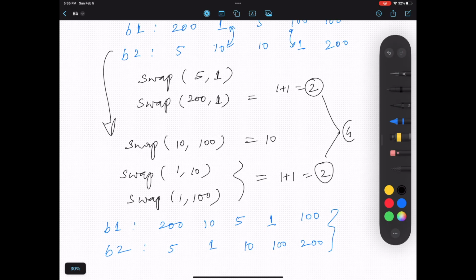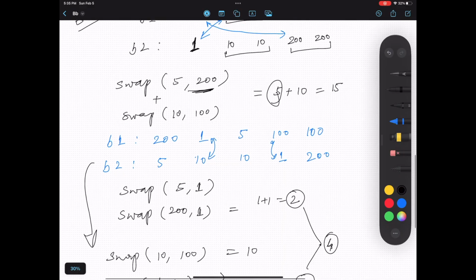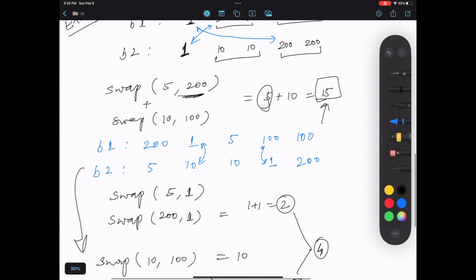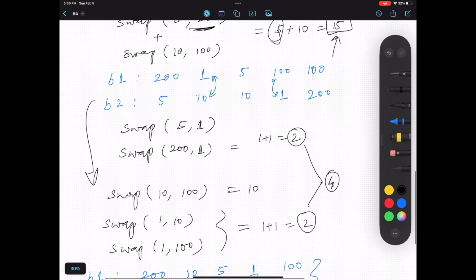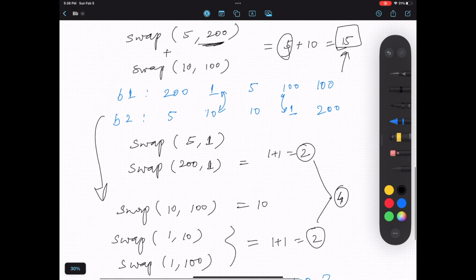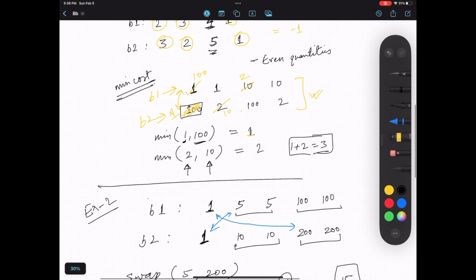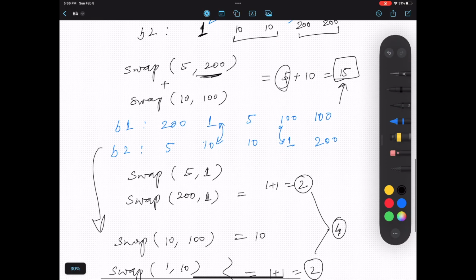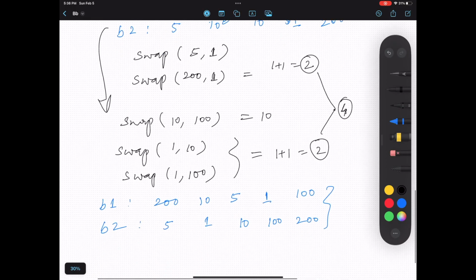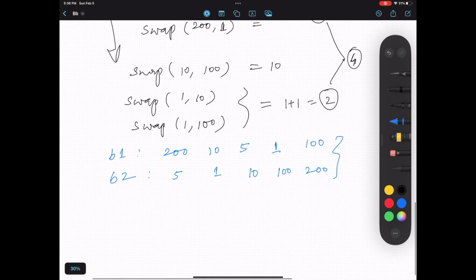So the total cost is 4, right? Whereas previously it cost us 15, right? So that's the logic. To summarize, what we have to do is find the mismatches in both the baskets, and we have to see.